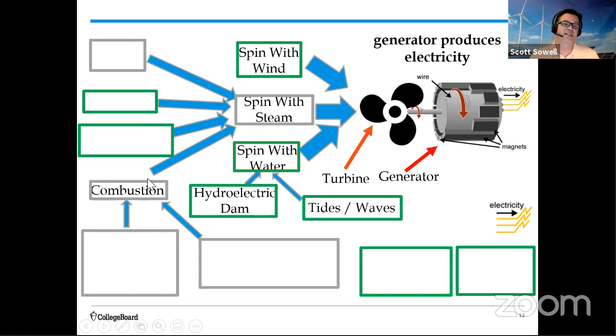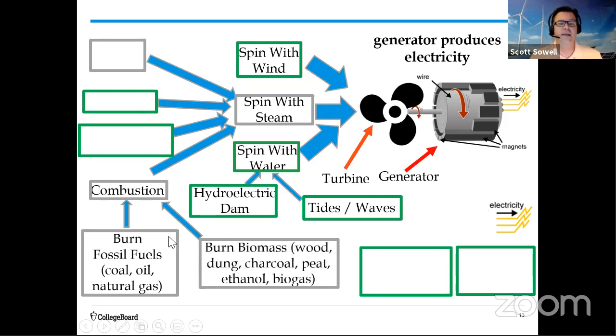We could also burn stuff to make steam. So what do we burn? We could burn fossil fuels, coal, oil, and natural gas that you talked about with Ms. Fassler last time. Or you can burn biomass, things like wood or charcoal or biogas. Anything that's burning can be used to boil water to make steam. We could also use nuclear fission. Ms. Fassler will be talking about that next. So that fission process creates a lot of heat that can boil the water to make the steam, to turn the turbine, to generate electricity with the generator.